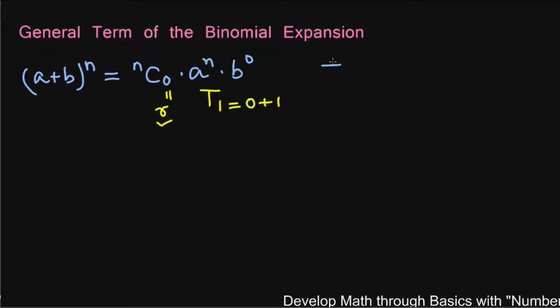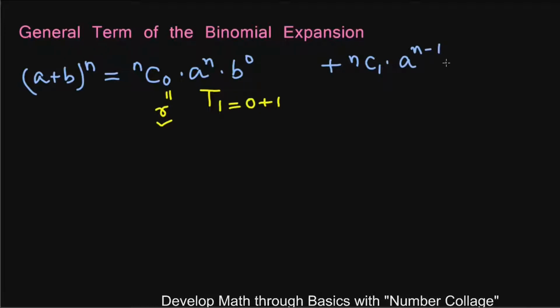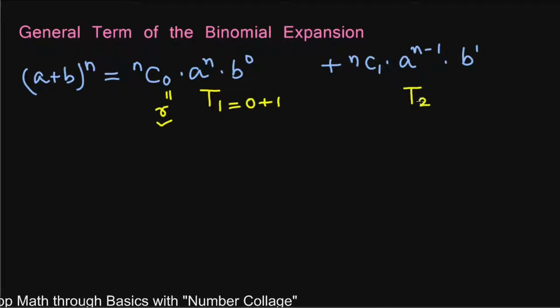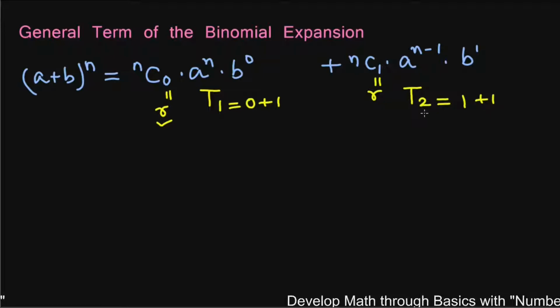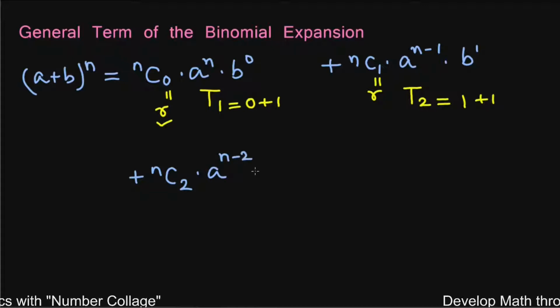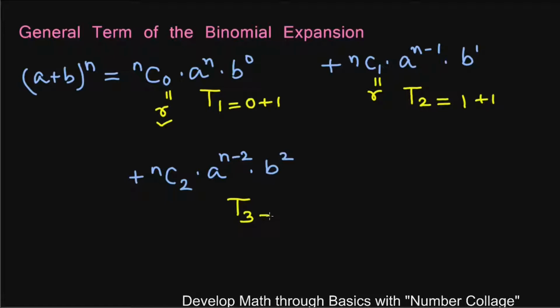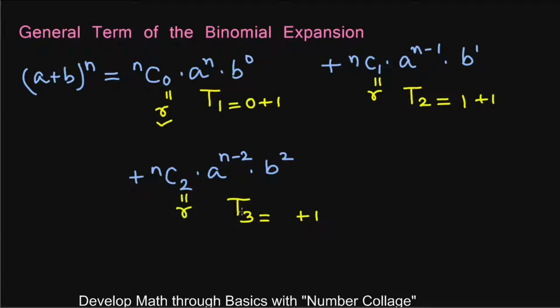The second term is nC1 a^(n-1) b^1. This is the second term t2, where this 2 is formed by adding 1 to the value of r, which is 1. So 1 plus 1 is 2. Plus nC2 a^(n-2) b^2, which is the third term t3, where this 3 is 1 more than the value of r, which is 2.